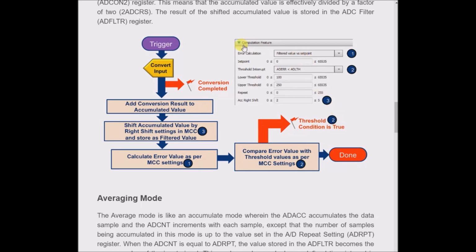And then it has the computation feature, error calculation, fixed value versus set point. Set point 0 is less than or equal to 0, less than or equal to 65,535, whatever that number. Lower threshold, less than or equal to 100. Upper threshold, less than or equal to 250. Repeat, 0. Accumulate right shift 2.